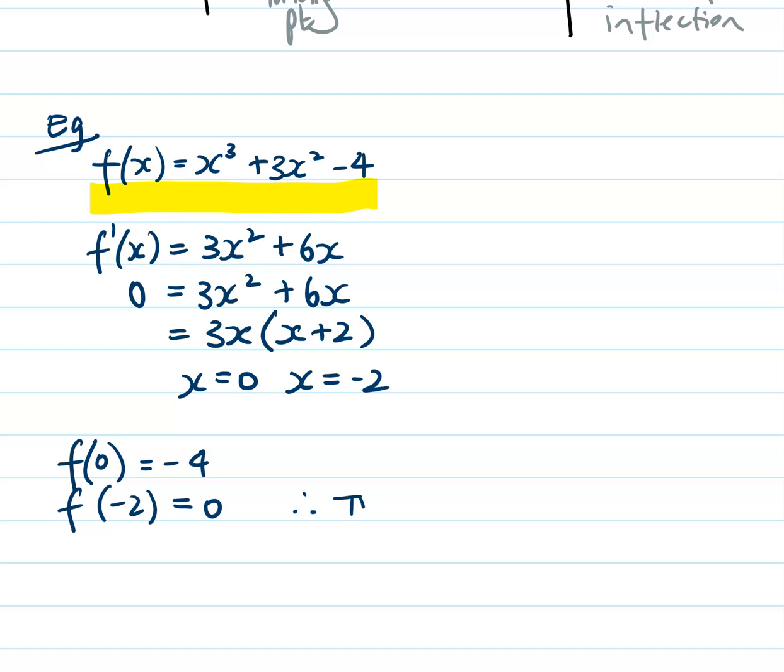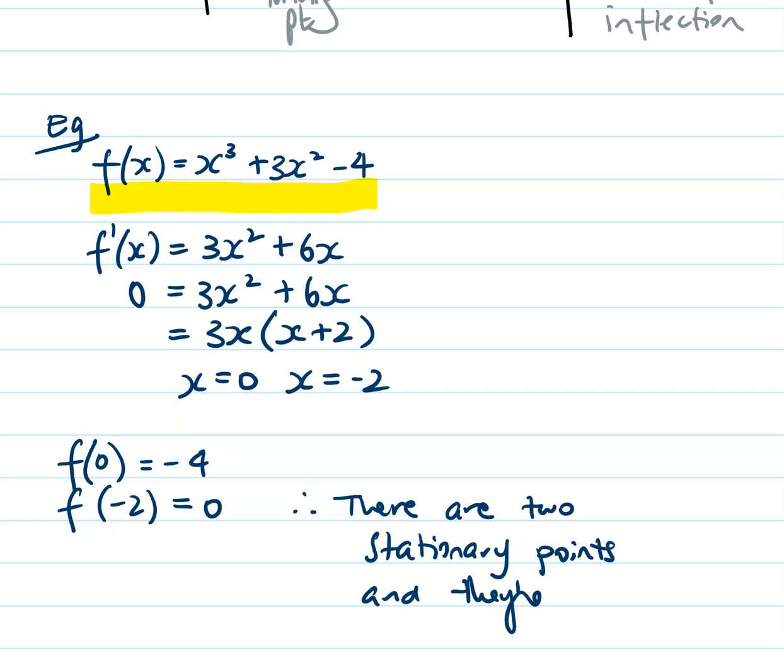So therefore, there are 2 stationary points. We don't yet know that they're turning points, although it's likely. And they're located at 0, negative 4, and negative 2, 0. Alright, so that's the first part of the question done. We found where the stationary points are.